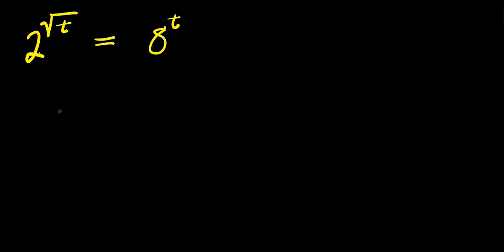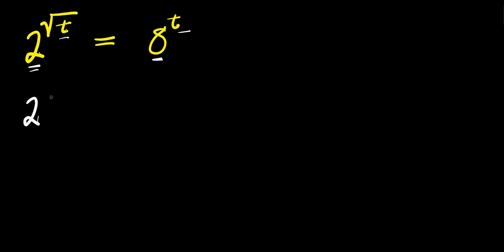Hello, how to solve this exponential problem? This is 2 to the power of square root of t equals 8 power t. We are solving for all values of t that satisfy this equation. So what I'm going to do will be to ensure that the two bases here are the same.